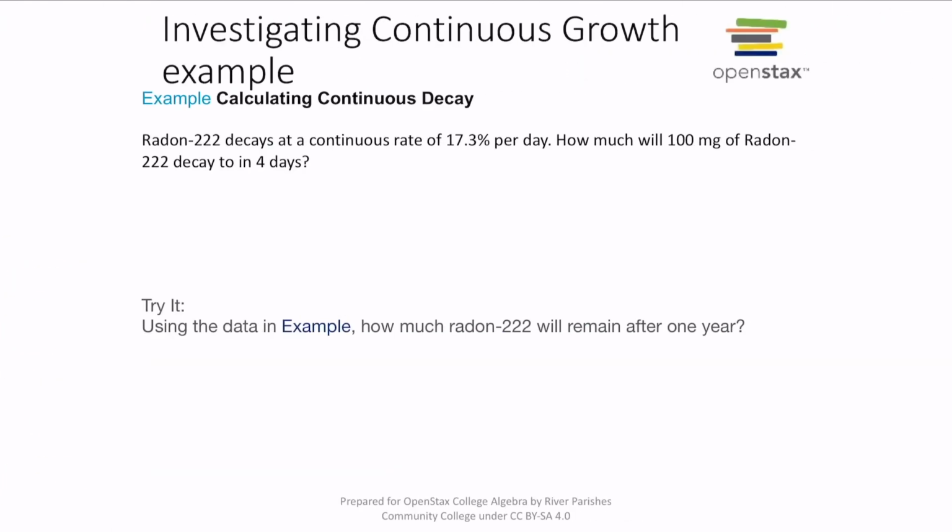So use the same principle now. Pause the video right here and try to solve this problem. Here they are talking about decay. Notice that it decays at 17.3%. Notice that it's decay, which means this value is negative, so -0.173, and it decays per day, and they are starting with 100 milligrams of radon-222 in 4 days. So this is the original amount. This is the actual amount that you have.